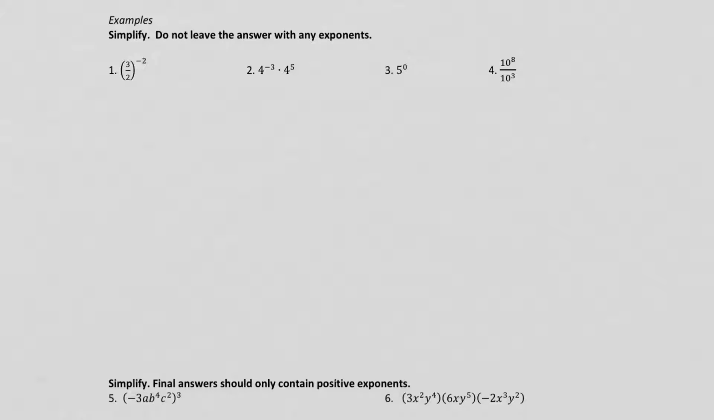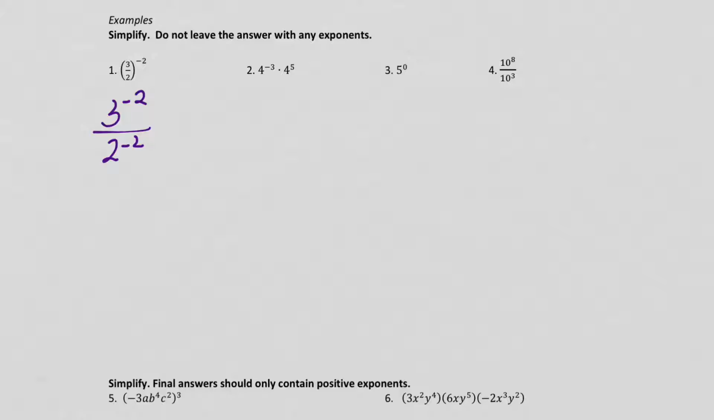Okay, so now that you looked at the basic rules, we're going to look at some examples. So number one, this would be the power of a quotient rule, which means the -2 is going to be brought into the numerator and denominator. So this would go to 3 to the -2 over 2 to the -2.